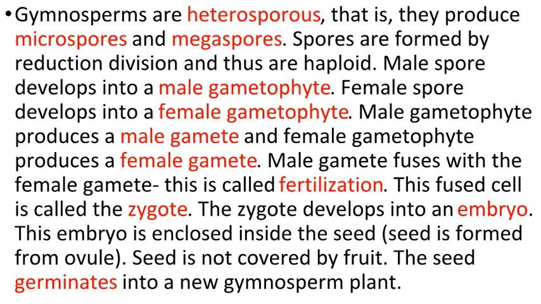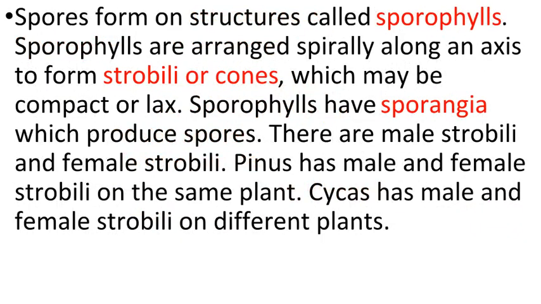The zygote develops into an embryo. This embryo is enclosed inside the seed. Seed is formed from ovule. Seed is not covered by fruit. The seed germinates into a new gymnosperm plant. Spores form on structures called sporophylls. Sporophylls are arranged spirally along an axis to form strobili or cones, which may be compact or lax.